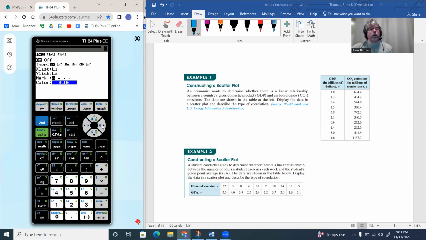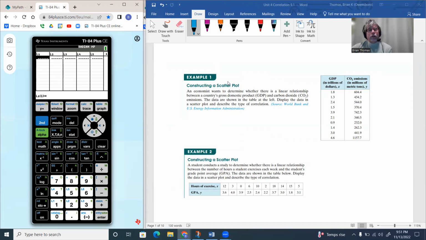And the type of plot, remember how we did these in different ones? We were doing histograms earlier on, so yours may still be on histogram. We need to move it back over to this first one that looks more like a scatter plot. Hit enter. X list is going to be L1, Y list is going to be L2, and everything else looks fine there. So we'll quit that. Make sure our stat plot is turned on, and then we can go to stat, edit, and this is where we put some data in. I'll pause my video for a second and see if I can get my data in here.